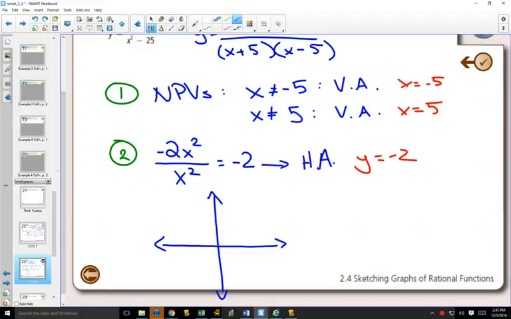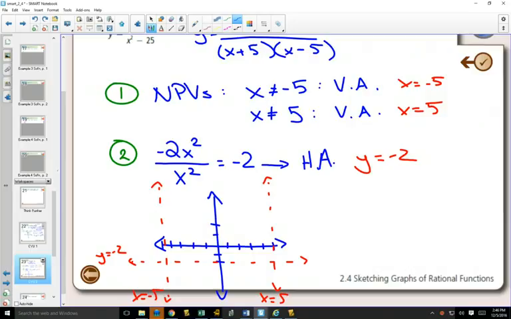Well, we find our asymptotes, we graph our asymptotes. We're going to have an asymptote here and here, one at x equals 5, the other at x equals -5. We have our asymptote at y equals -2.